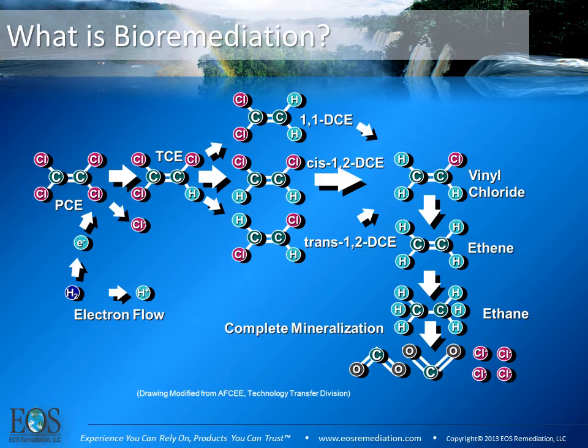Of course, we want this breakdown of something like PCE to continue. TCE is not the end goal. The end goal is actually to take PCE and break it down to ethene. And so here I've shown the pathway. And so this continuation of microbial respiration, where you produce molecular hydrogen, and continually breaking off a chlorine, adding a hydrogen until you get to ethene. That's the ultimate goal.